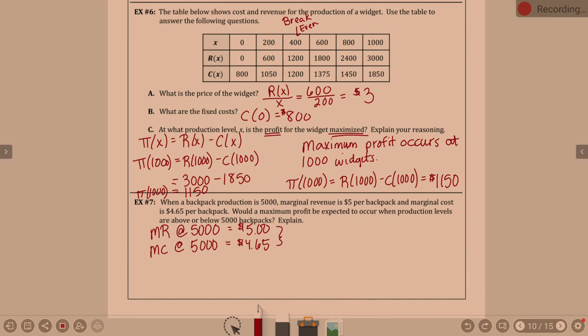Now, if we think about a graph setting, what are this $5 and this $465? What are marginal revenue and marginal cost on a graph? What of this tangent line? The slope of the tangent line? Because marginal revenue is R prime, marginal cost is C prime. So these values are slopes of the respective tangent lines, right?